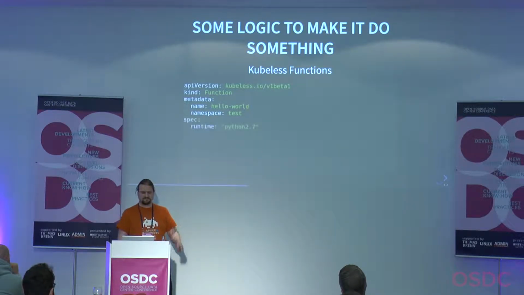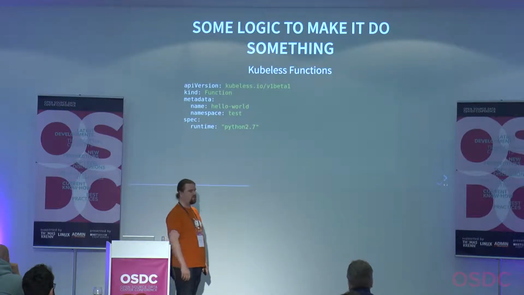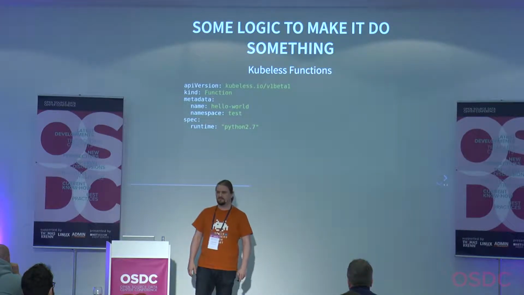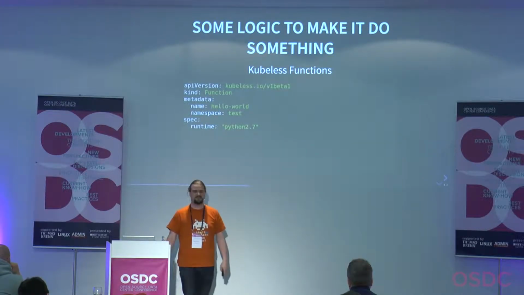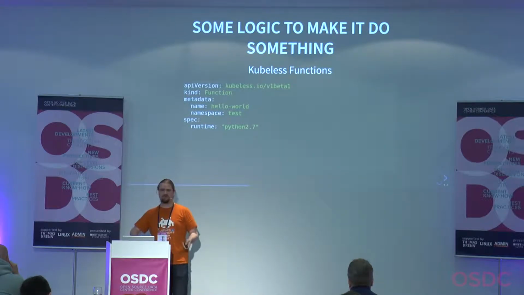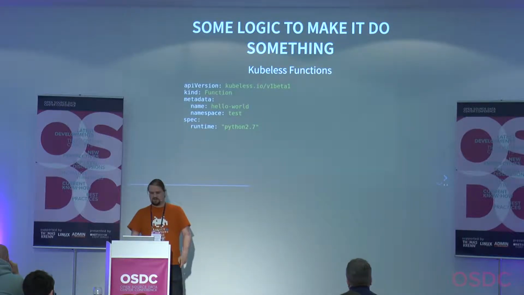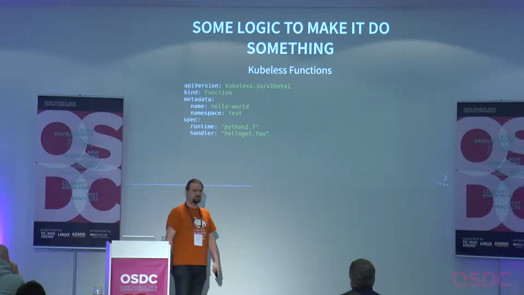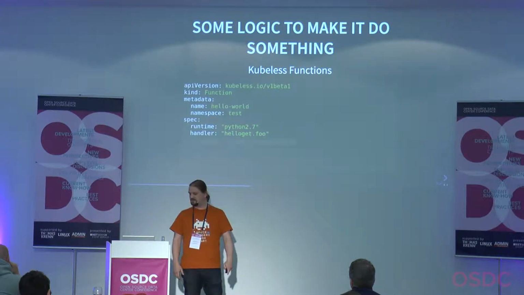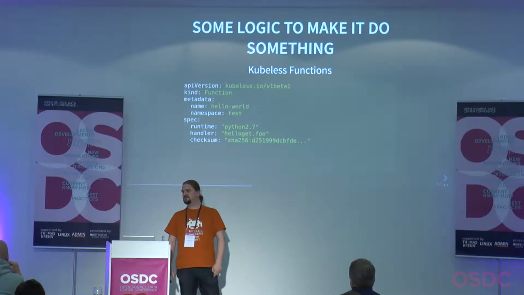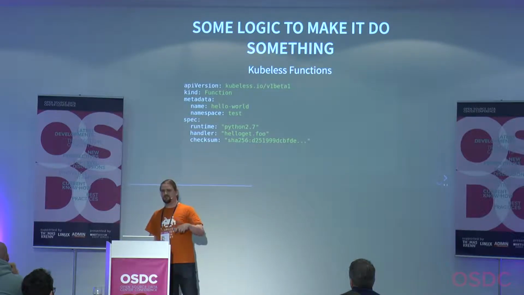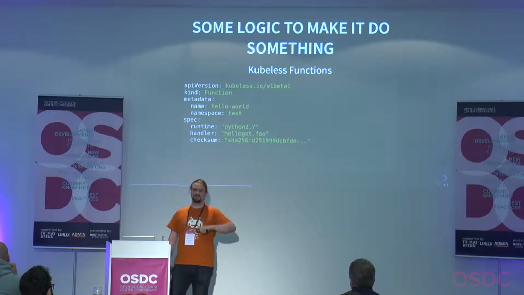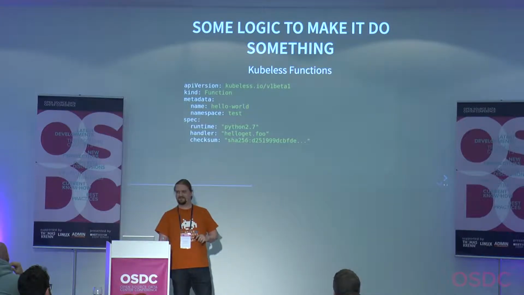In addition to that, we have to tell Kubeless what actual runtime we want our code to be executed in. In this example, I just use Python 2.7. But you could also use Ruby, Go, Java, and a bunch of other runtimes. We have to also tell it which function to call. We also have to give it a checksum of this function. Kubeless uses this to ensure that the code it is executing is actually the code that you want it to execute. It's just a safety measure.